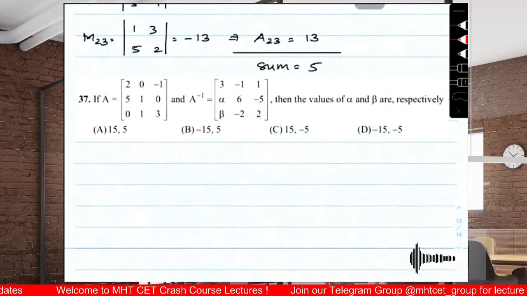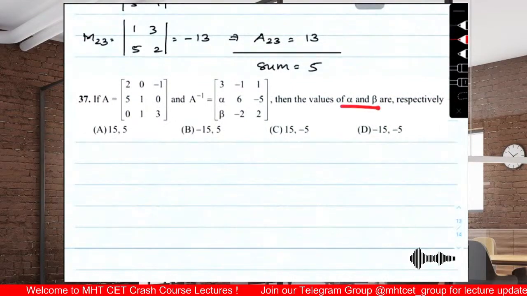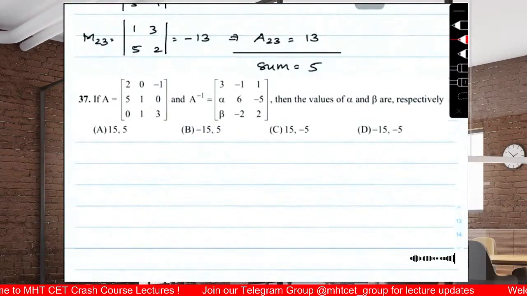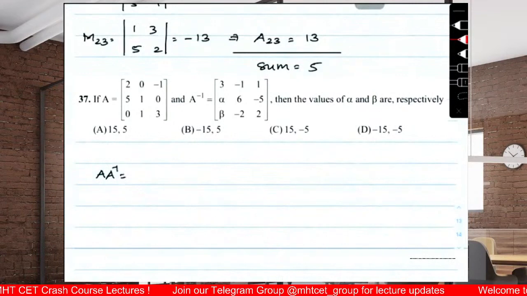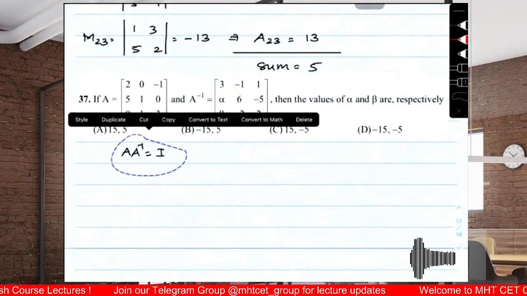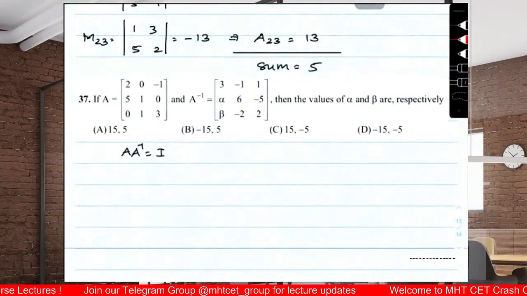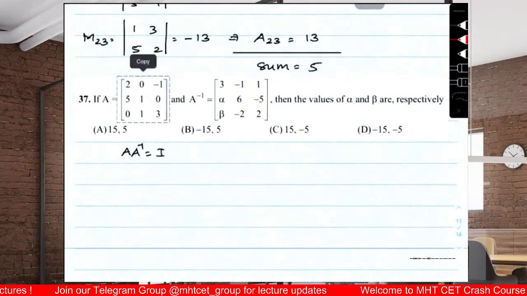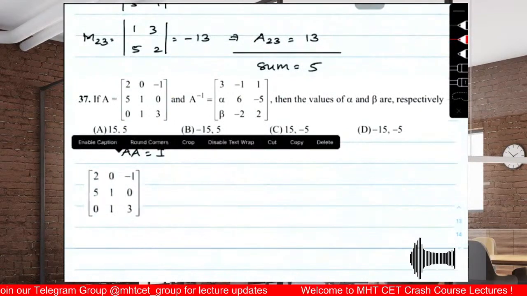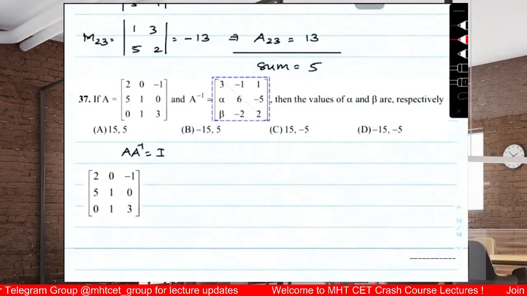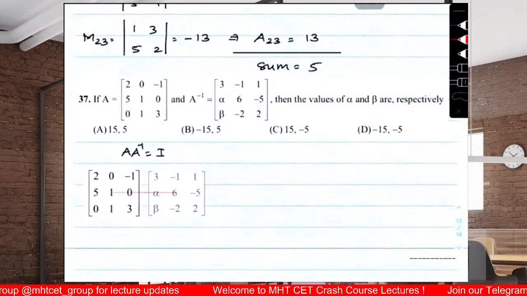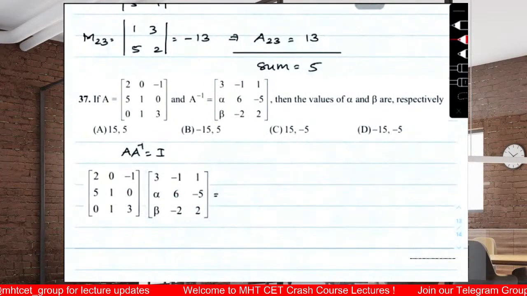In question 37, A is given, A inverse is given. Find the values of alpha and beta. Okay, so you know that A into A inverse is equal to I. A is, say, into A inverse is equal to I.